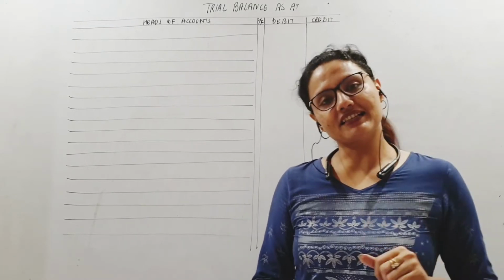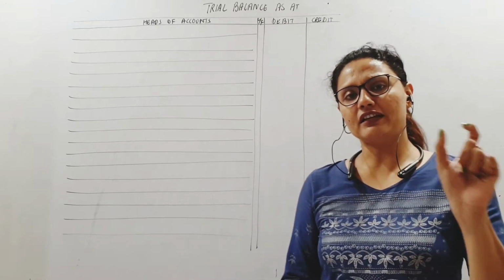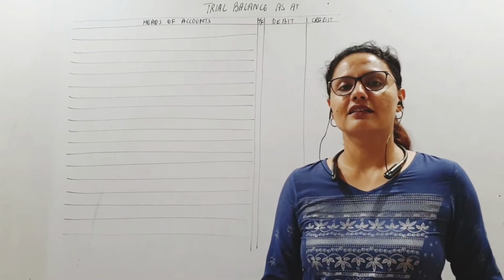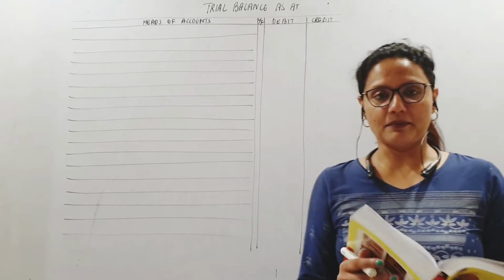If everything else is corrected, children, your debit should be equal to credit. Only one figure in the credit column will be missing, which is creditors. Bas, pata chal jayega. Let us see. Let us put the amounts which are correct.